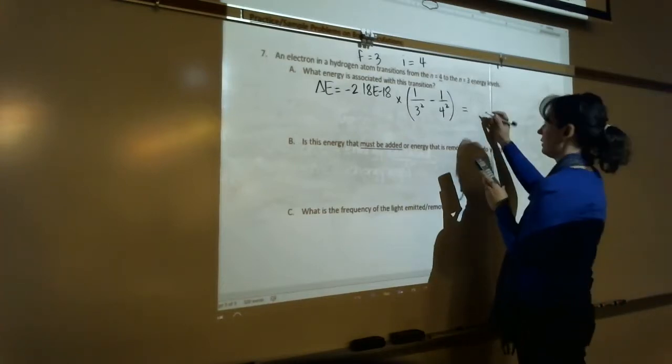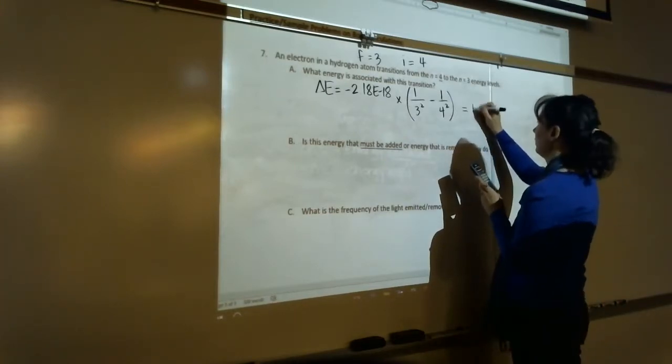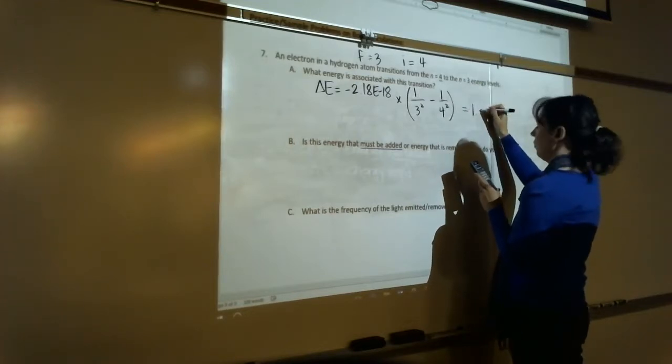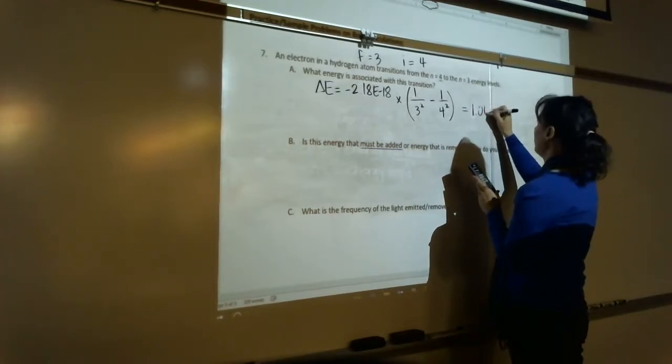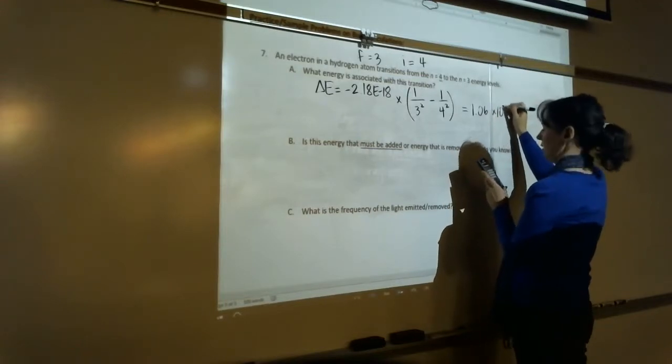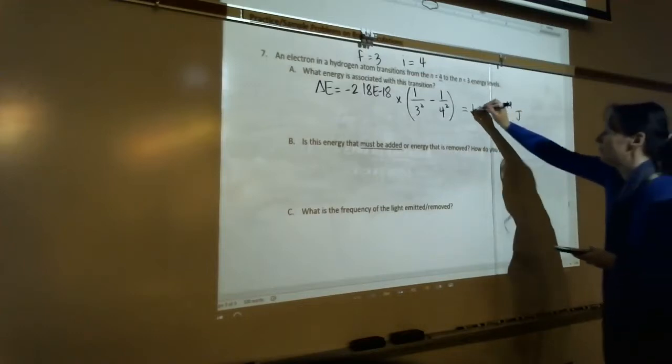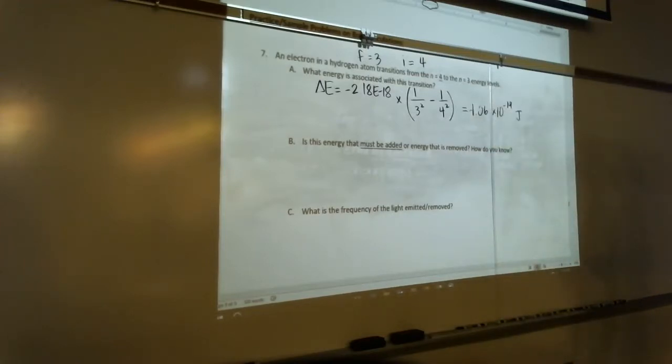All right, I got, let's carry out some extra digits. Well, there really aren't any sig figs to worry about here because that's not a measured value. 1 point, let's just say 1.06 times 10 to the negative 19th joules is what I got. Negative. Negative. Do we agree?